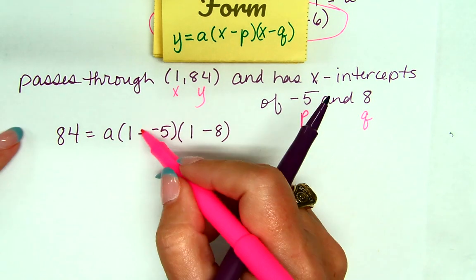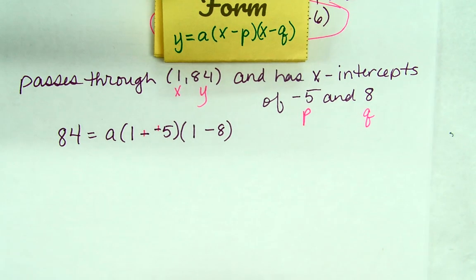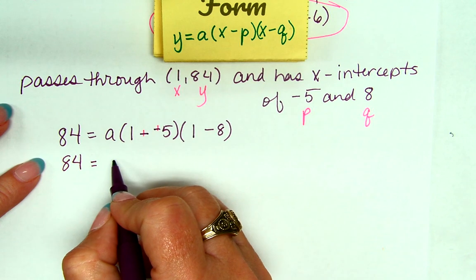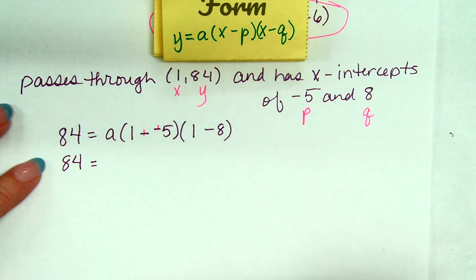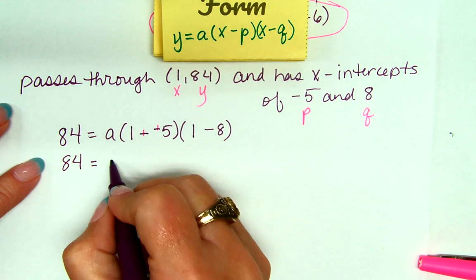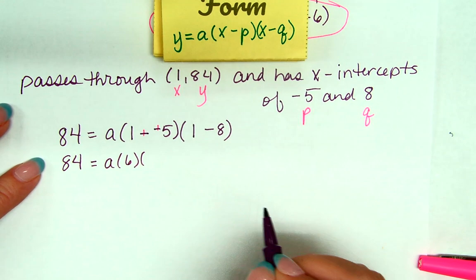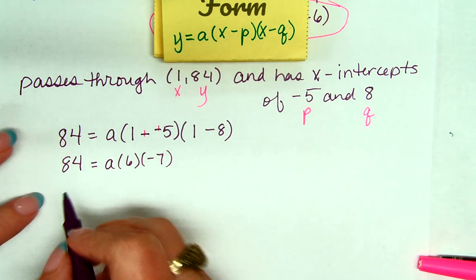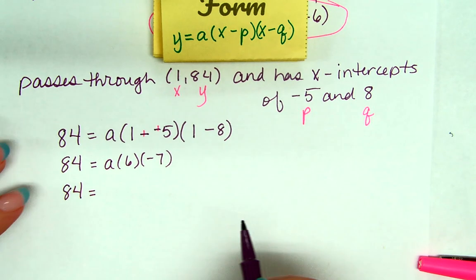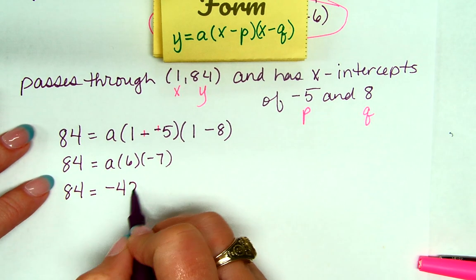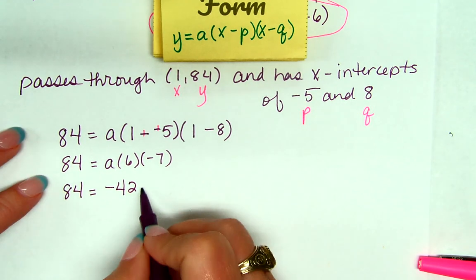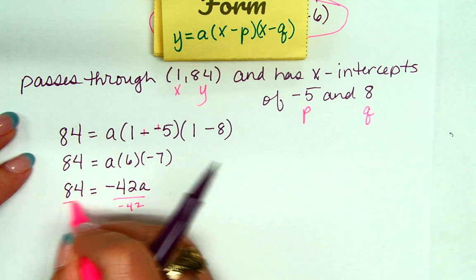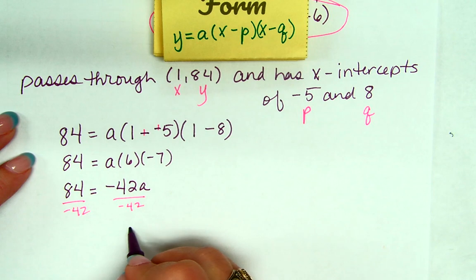Okay, so what happens here? So I have 84 equals 1 plus 5? 6. So I have a times 6 times negative 7. So 84 equals what? Negative 42 A. Okay. And then how do I solve for A? Very good. So what does A equal?